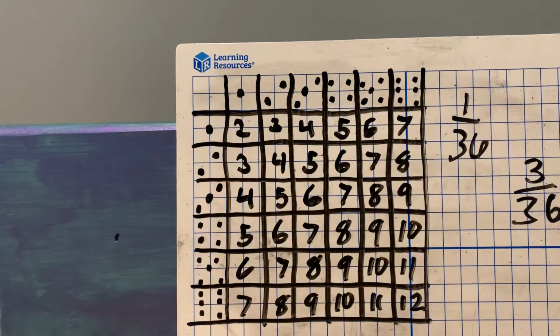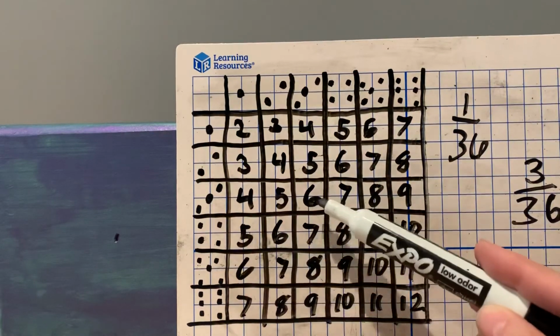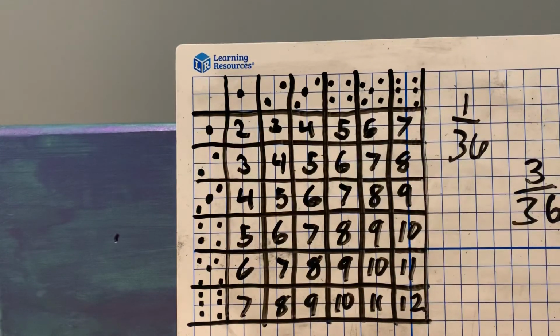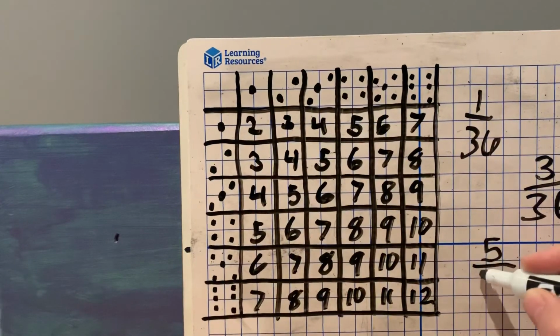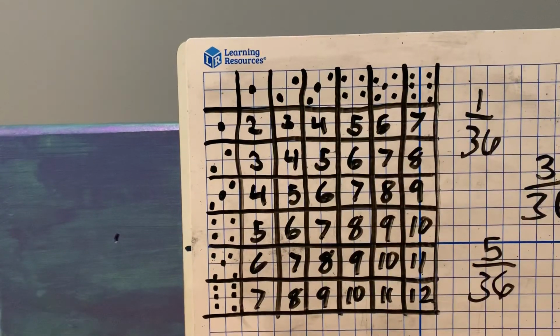All right, so we look at this chart. Let's see how many times 6 occurs on this chart. 1, 2, 3, 4, 5. 6 occurs 5 times. So according to this chart, the theoretical probability of rolling a 6 is 5/36. Now, what I want you to remember, experimental probability is when data is collected from an experiment. So when you actually do an experiment and collect the data, that is an experimental probability.